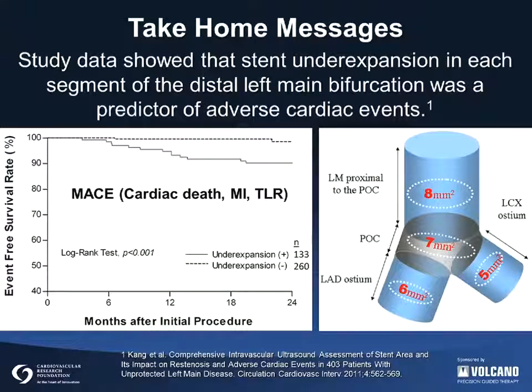Data from Asan Medical Center showed that stent underexpansion correlated to major adverse cardiac events after left main stenting. The minimum stent areas that separated angiographic restenosis from no restenosis were 8 square millimeters in the left main, 6 square millimeters in the ostium of the LAD, and 5 square millimeters in the ostium of the left circumflex.